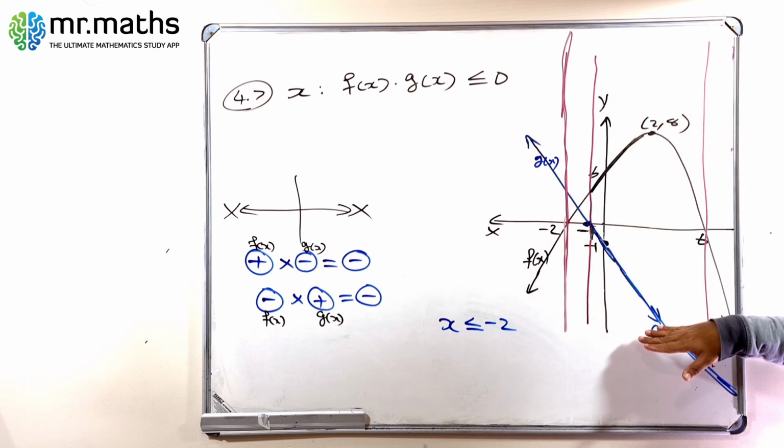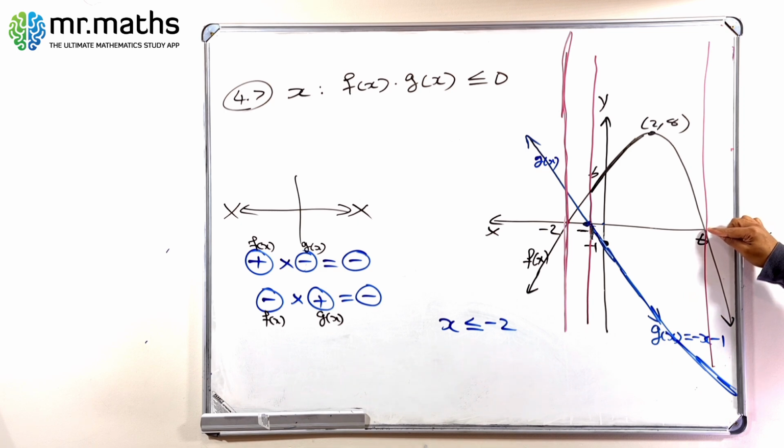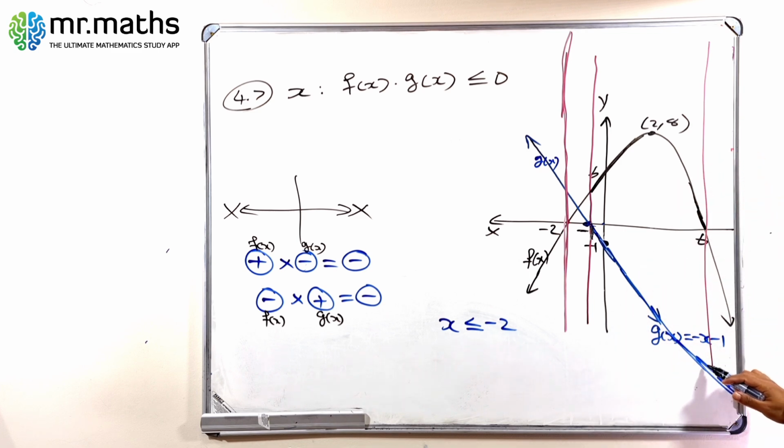Up to this 6, you can see that the black graph is above the x-axis, and where is our blue graph? Here, that is below the x-axis. But after 6, what is happening? Where is our f of x graph? Below the x-axis, and g of x is also below the x-axis. That means we can't take this one. Below the x-axis means this is negative and this is negative. Negative times negative is positive.